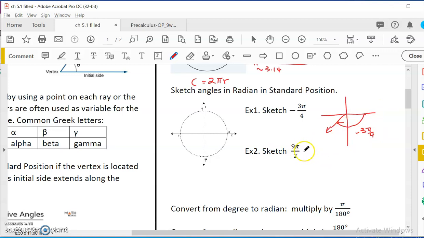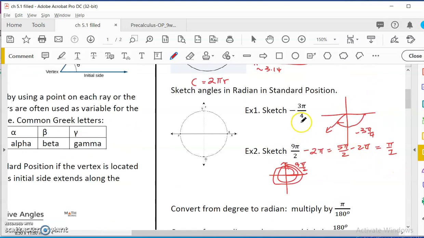Sketch 9 pi over 2. 9 pi over 2 is more than 2 pi, so we keep subtracting 2 pi. If I do this, that will just be 5 pi over 2. 5 pi over 2 is still more than 2 pi, so I subtract 2 pi again, just like we subtract 360. That is pi over 2. And where is pi over 2? Pi over 2 is right here. But I have to do two rotations first and then come back here. So that's 9 pi over 2.